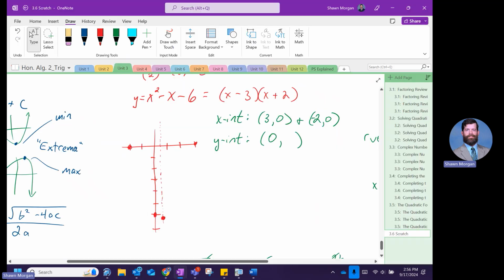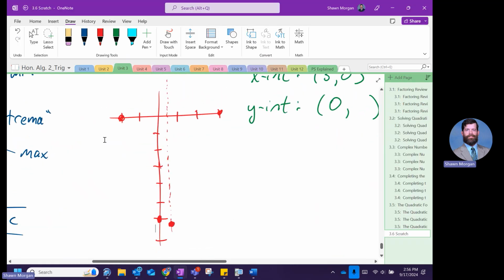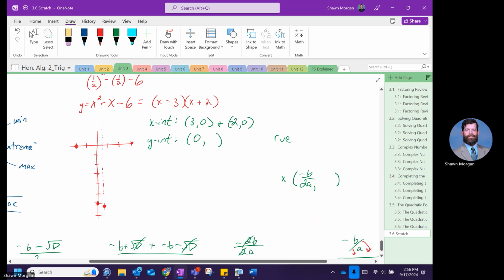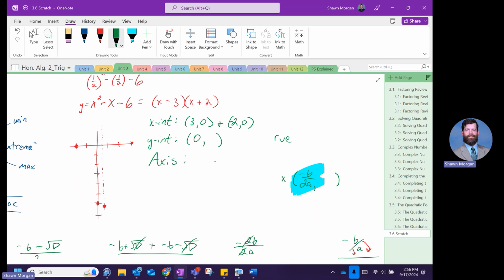So let me go back to my picture here. We're looking for what kind of line? A vertical line. So it's going to be x equals some number. And do you know what that number will be? The opposite of b over 2a, because it passes through that vertex that we talked about earlier. So the axis of symmetry will always be an equation, x equals, and in this case, x equals a half, because of the opposite of b over 2a.